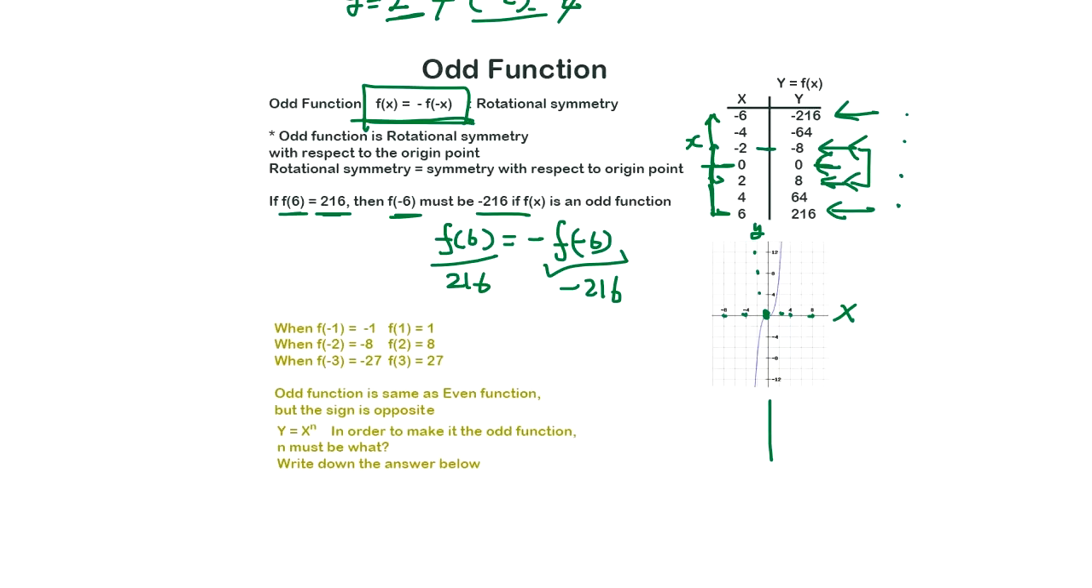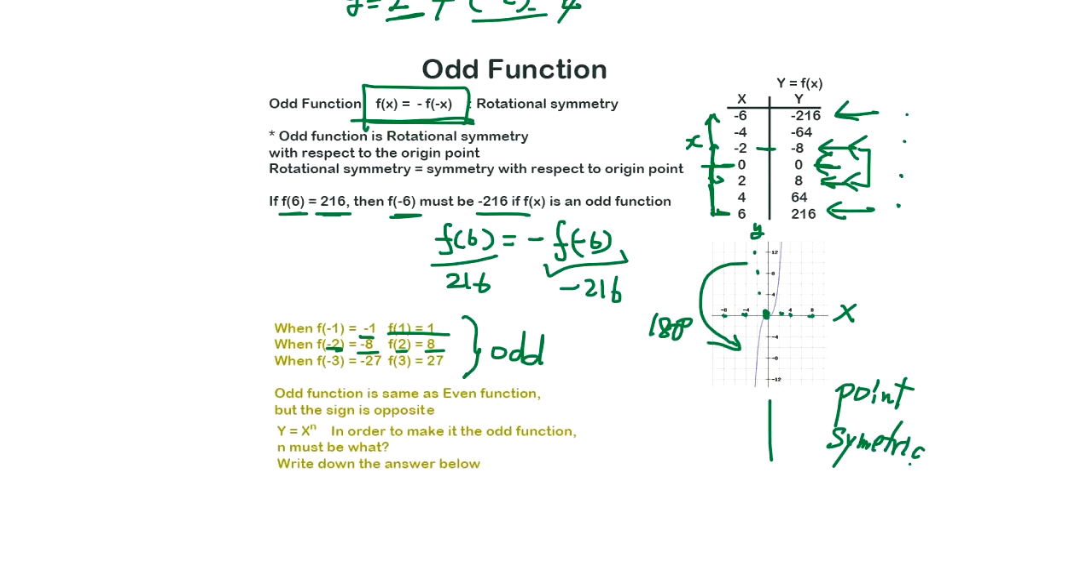Point symmetric is when you rotate this side 180 degrees, then it exactly overlaps this one. It's called point symmetric. Okay, so f of negative 1 is negative 1, f of 1 is 1. We know that if the same value has the opposite sign, it gives the opposite y value. That's an odd function.